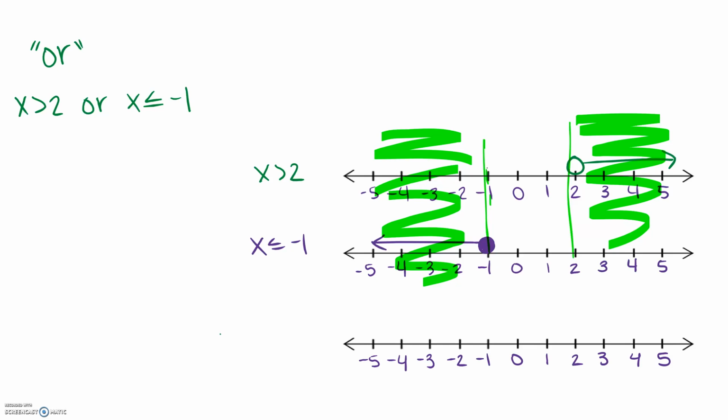So with x is greater than 2 or x is less than or equal to negative 1, we have our closed circle at negative 1 with the arrow going left, including all the values less than. And we have an open circle at 2, including all the values that are greater than 2. That tells us that x can be any number less than negative 1, including negative 1, and any number greater than 2. So it cannot be 0, 1, or 2, but it can be any other value.